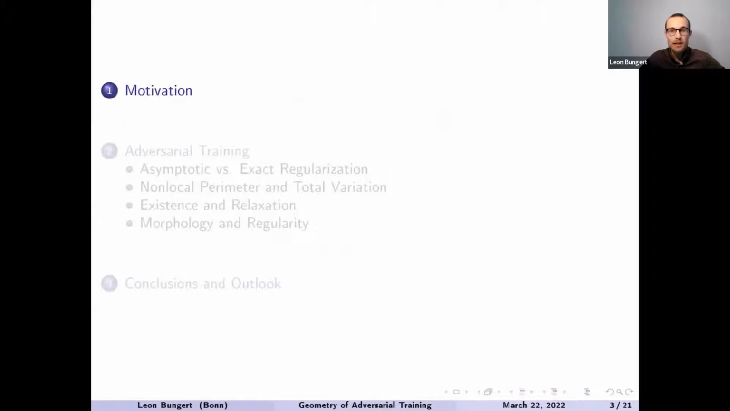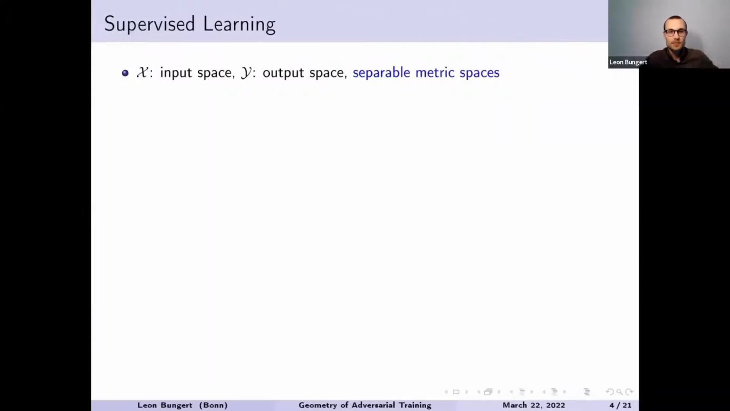Okay, so let's get started with what is adversarial training and why is it interesting? For this, let me briefly recap the setting of supervised learning, which Tim has already done, but still I would like to set my own notation. So in supervised learning, you are concerned with an input space X and an output space Y. In today's talk, I would like to think about them as being abstract metric spaces, separable, but they can be general metric spaces. They can be R^D, but they can also be a graph or whatnot, right?